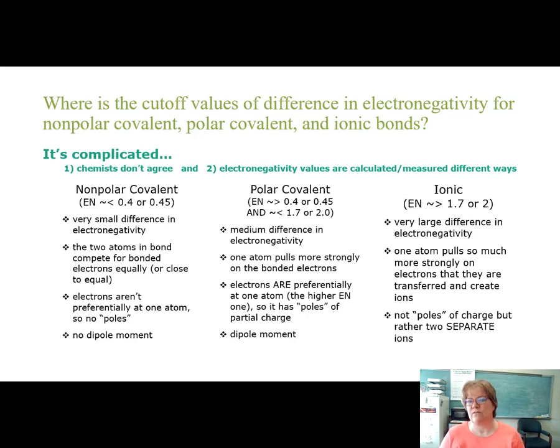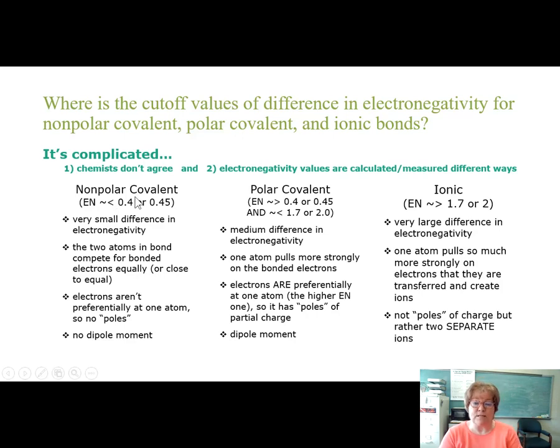And this is very complicated. There are different ways to measure electronegativity, so that's one problem. Also, chemists don't agree on the exact cutoff values. We know from observations of how molecules behave that some kinds of bonds definitely behave nonpolar, that they are truly covalent, the electrons are shared fairly equally, and I don't see evidence that it has poles of charge in it. And those would be my nonpolar covalents.